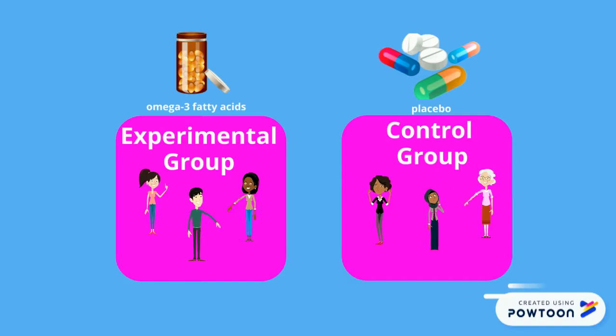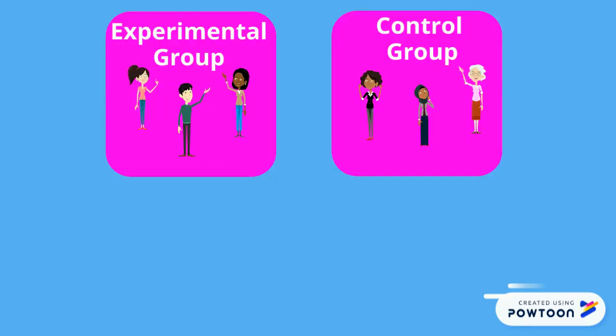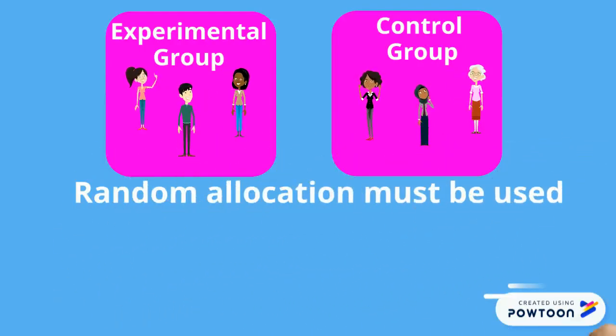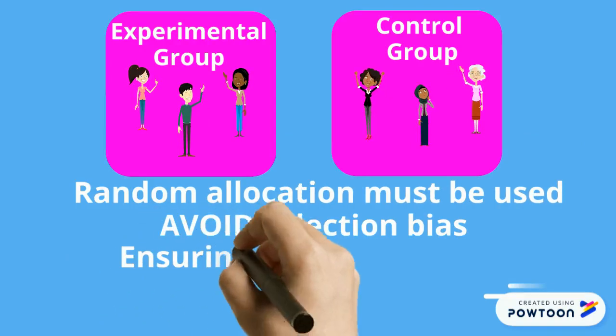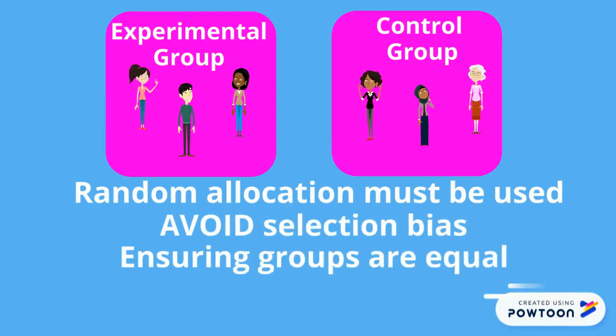This method also ensures that the differences found in the results were not systematic and the result of the allocation process. So, in order for a randomized controlled trial to be accurate, random allocation must be used to ensure selection bias does not affect the results, as well as ensuring the groups are as equal as possible throughout the entire study.